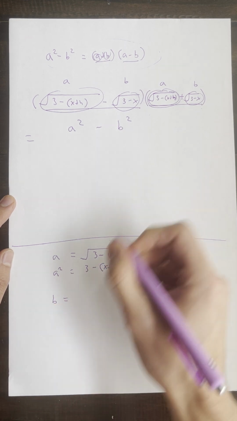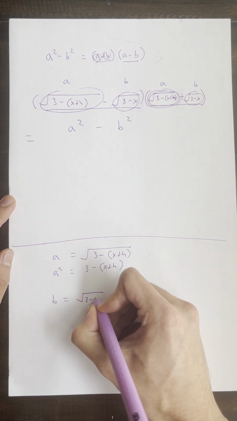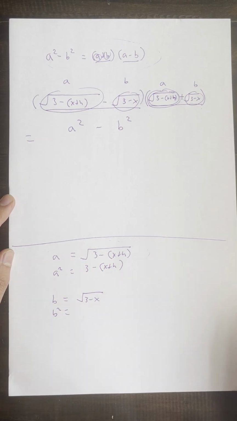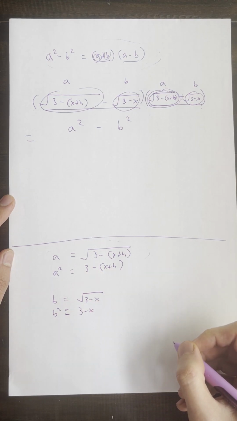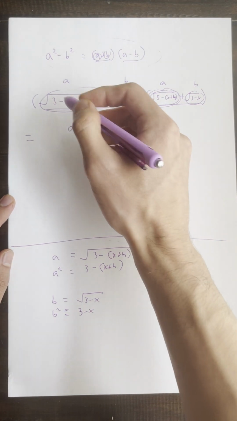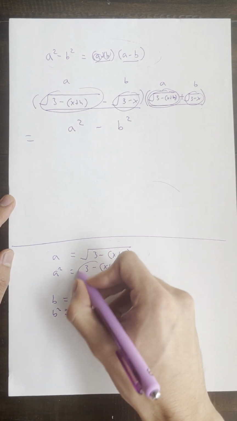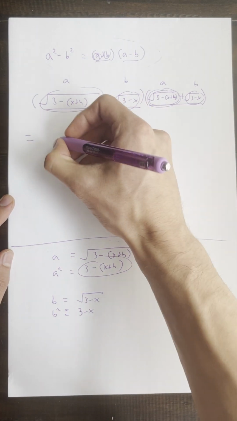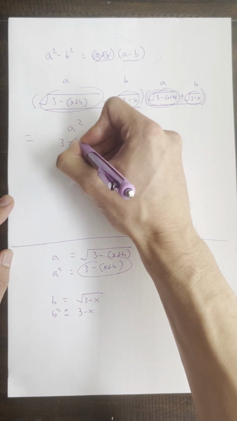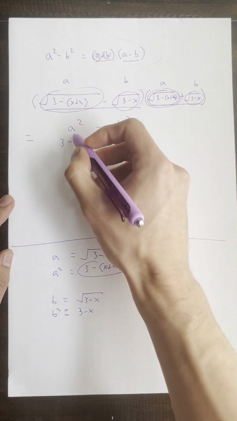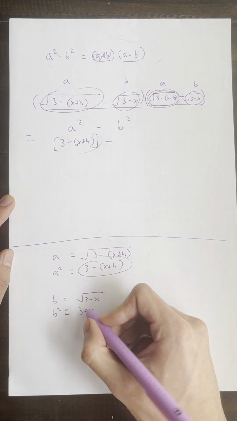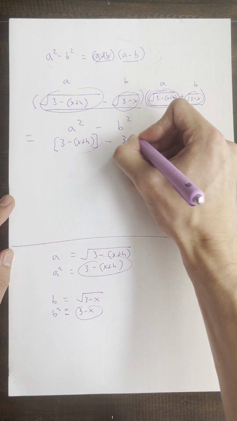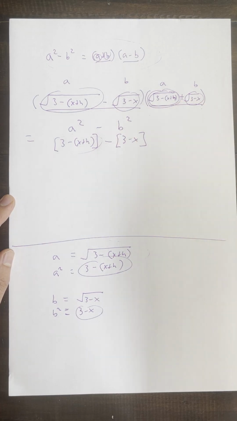If b is equal to square root of 3 minus x, what would b squared be equal to? Well, it's the same idea. Square root sign goes away. All right. So a squared, let's go ahead and copy this. So 3 minus (x plus h). So this whole thing, I'm going to put brackets around it, minus this thing. This whole thing, I need to put brackets around it.